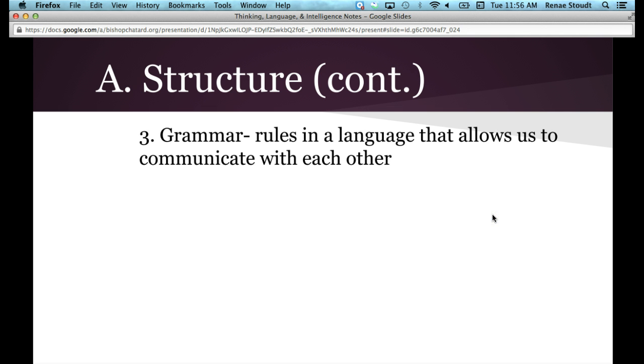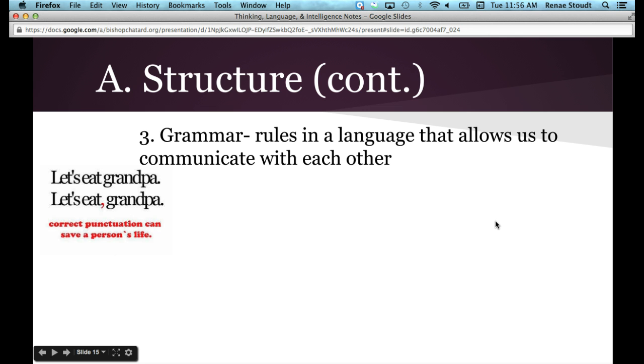Okay, so when we still talk about structure, we can talk about grammar. And as you know, grammar is the rules in a language that allows you to communicate with each other. So the rules that we follow, and what you find is that every language has their own rules, but there are some commonalities as far as rules within grammar. So for example, I know you've probably seen this one. It says, let's eat, Grandpa, or let's eat Grandpa. So the correct punctuation makes a difference between if I'm eating Grandpa or if I'm eating with Grandpa, right?